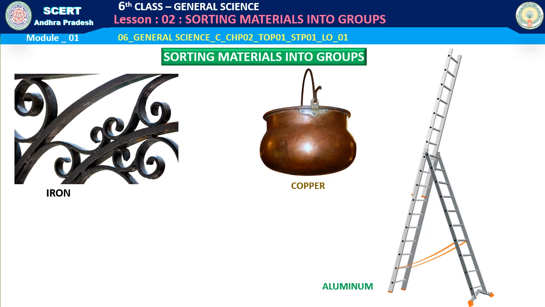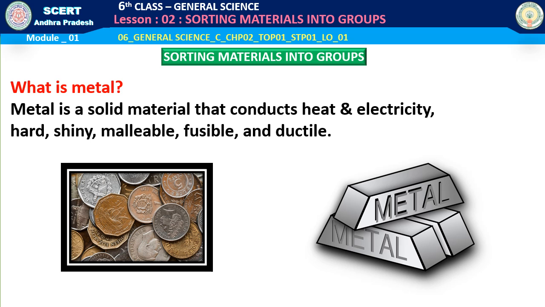What is metal? Metal is a solid material that conducts heat and electricity, hard, shiny, malleable, fusible and ductile.